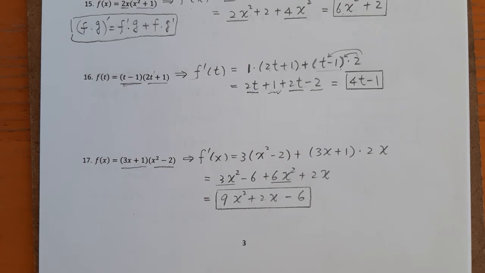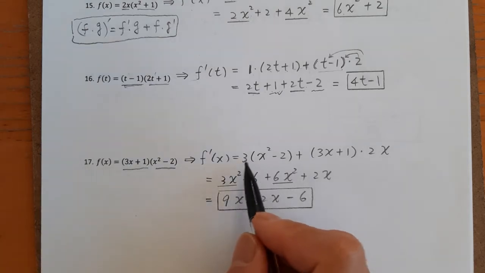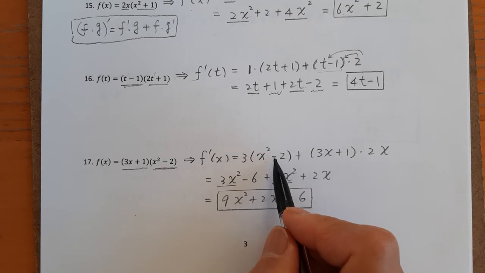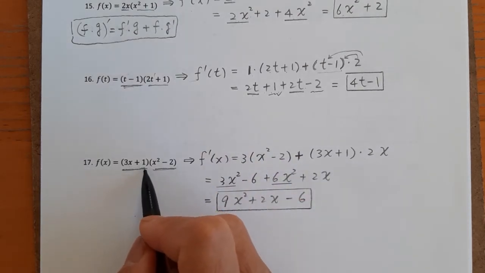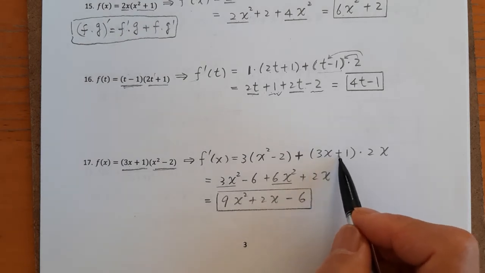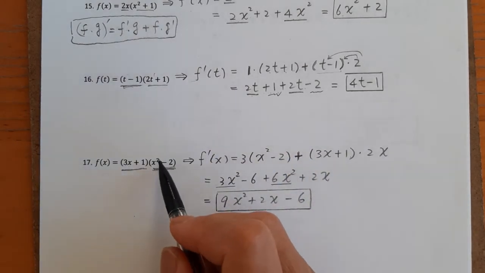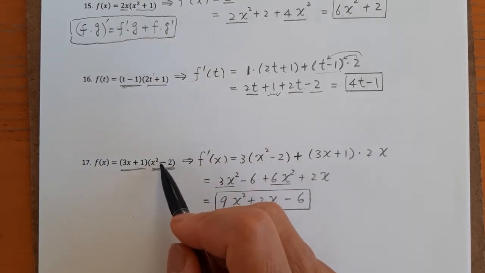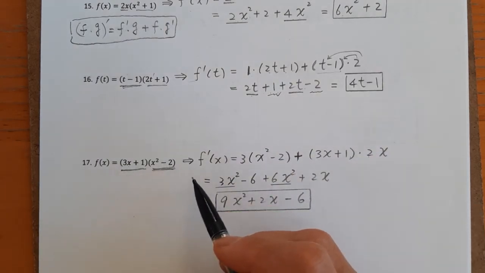Product rule. So first function take derivative. 3x plus 1, take derivative is 3. Second function copy down, parenthesis x squared minus 2. Add, first function do not take derivative is 3x plus 1. Second function take derivative. X squared take derivative is 2, goes down, is 2. X to the power 2 minus 1 is x to the power 1. Add, negative 2 take derivative is 0.